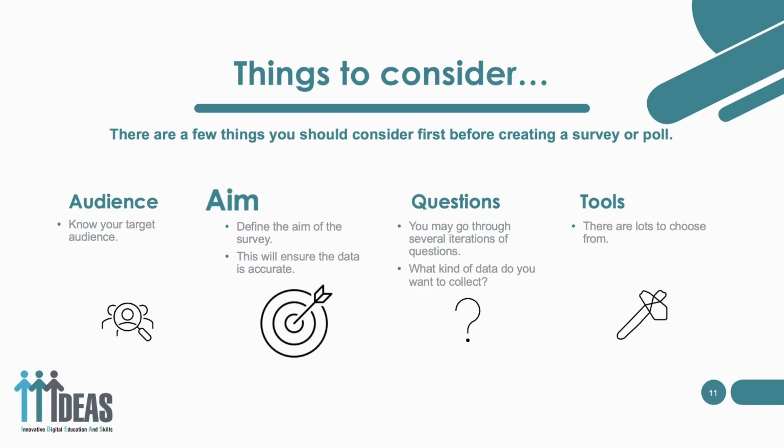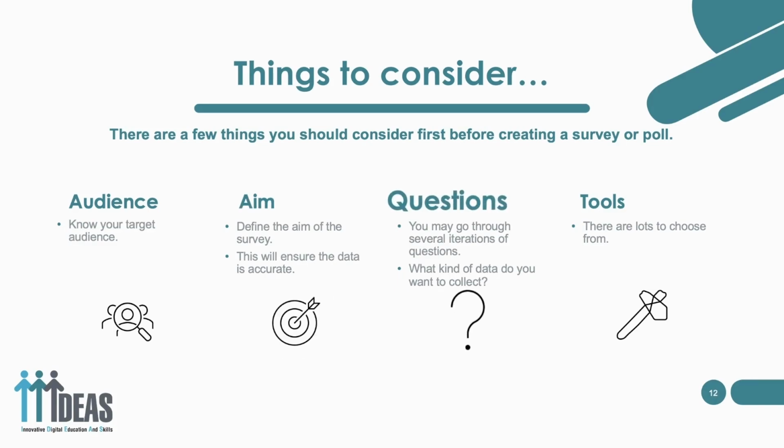Once you have understood your audience and the aim of the survey, you should then consider the questions that you want to ask. It is common to go through many iterations of different questions that you think might be appropriate, and a process of creating questions and editing these further is needed to make sure that you have the most appropriate and accurate questions to help achieve your aim.